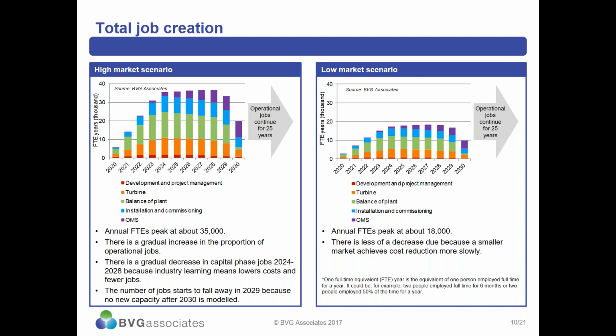You see we use the term FTE year, so that's a full-time equivalent year, and just to be clear, that's one person employed full-time for a year. So it could be 2 people full-time for 6 months, or 2 people employed half the time for a whole year, and that's really the only way in which you can get meaningful comparisons of job numbers, because obviously most people in most jobs are working across different projects or on different activities, and so the FTE is the best way of actually trying to make a realistic comparison.